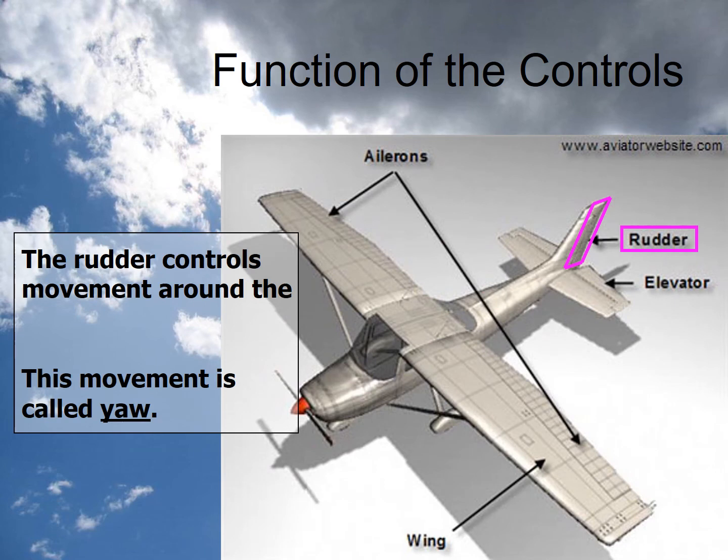We go to the third primary control surface, which is the rudder. The rudder is found on the vertical stabilizer, which is on the tail of the aircraft as shown. The rudder controls movement around the vertical axis, and the movement is called yaw. So when you step on the right rudder, the aircraft will yaw to the right, and when you step on the left rudder, the aircraft will yaw to the left.